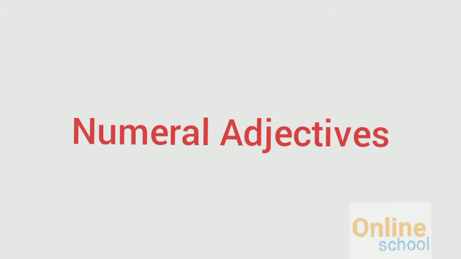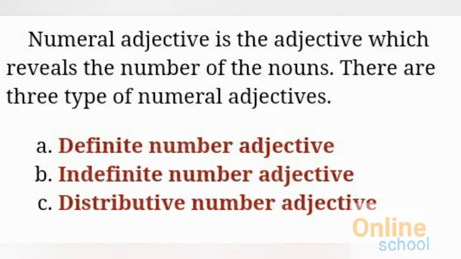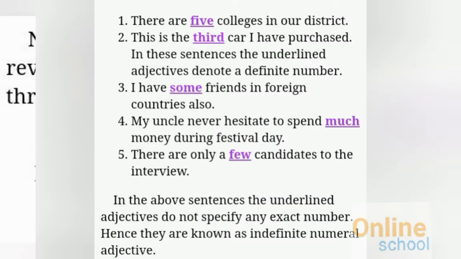Now let us discuss about numeral adjectives. Numeral adjectives are the adjectives which reveal the number of the nouns. There are three types of numeral adjectives. Number 1, definite numeral adjectives. Number 2, indefinite numeral adjectives. Number 3, distributive numeral adjectives.